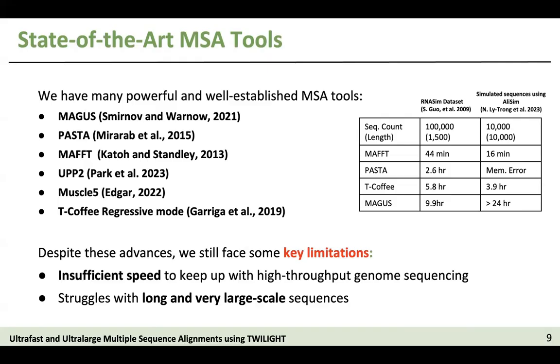As you can see in the table here, if we increase the sequence length from 1500 to 10K, accurate tools like PASTA and MAGUS cannot finish the alignment in 24 hours.